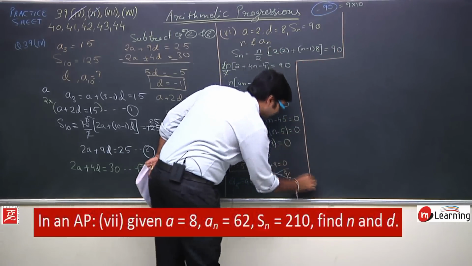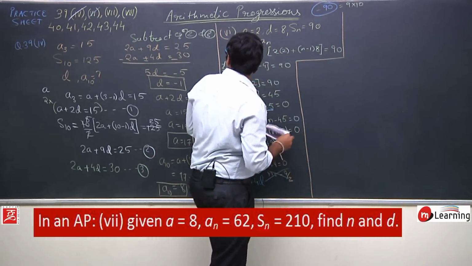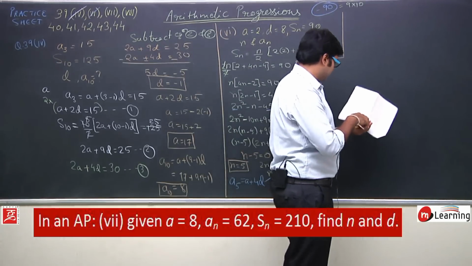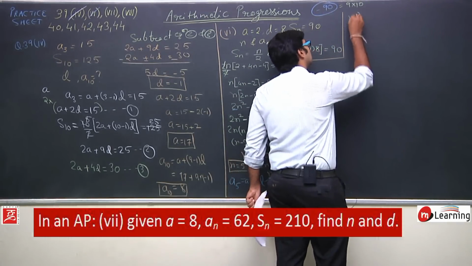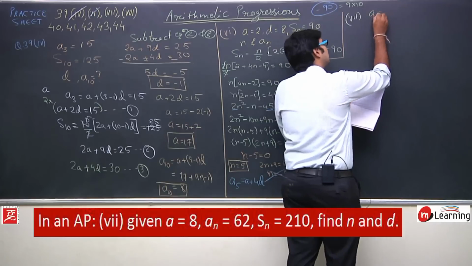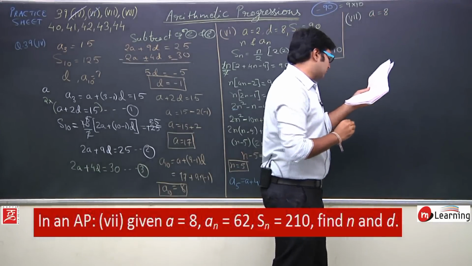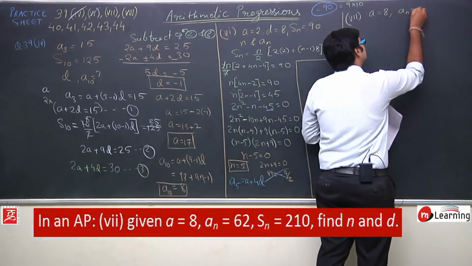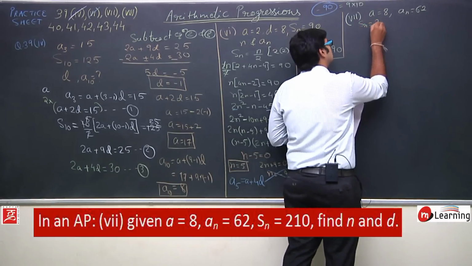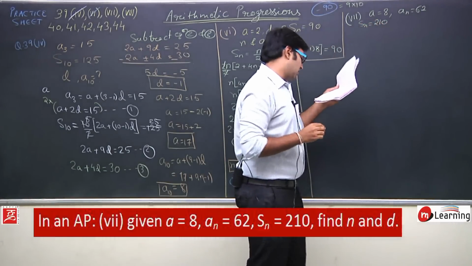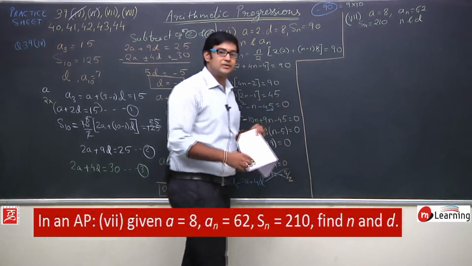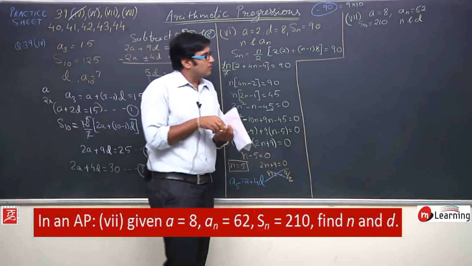Then the next one. OK. Then next is the seventh part. Seventh part of question number 39 says, given a is equal to 8, the value of a is given to us as 8, OK, an is equal to 62, an is given as 62 and sum of n terms Sn is given as 210, OK, and we have to find n and d, the values of n and d we have to determine.